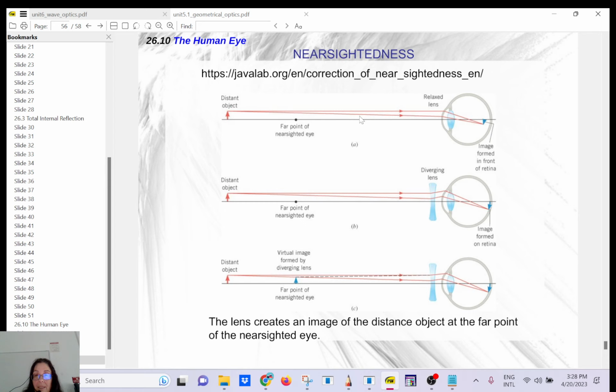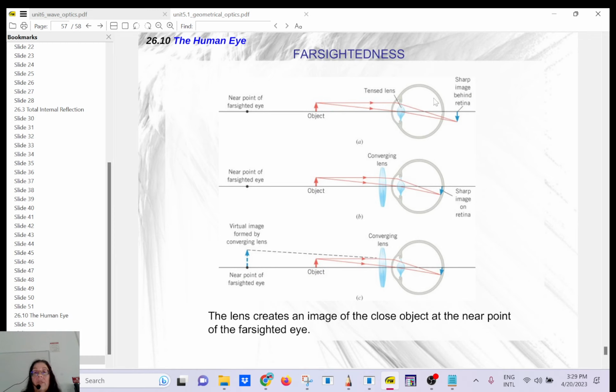So nearsighted, the eye is too flat, so the image is here. You need to wear those diverging lenses to bring the image back on the screen. And here is the opposite. If you are far-sighted, the image is here, so you need to wear a converging lens to bring back the image right here on the screen.